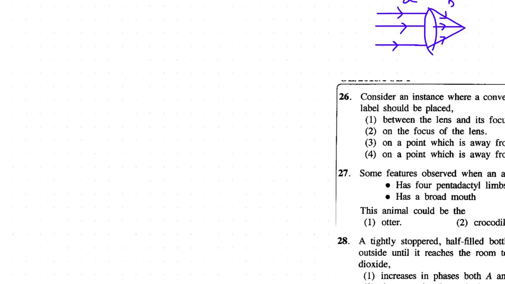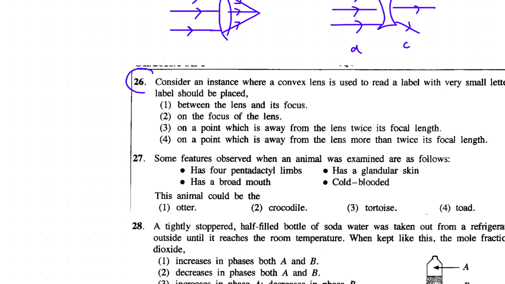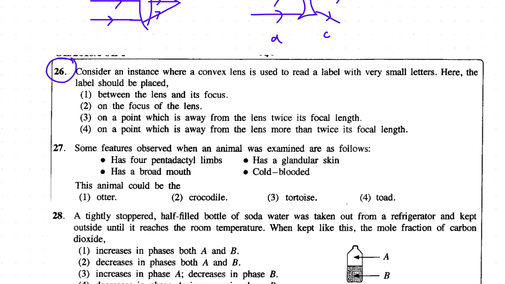Can you all draw the ray diagram related to this? I'll give you 2 minutes. Quickly draw the ray diagram for using a convex lens to read a label with very small letters. Place the object at a suitable position and form the image correctly. Make it fast.